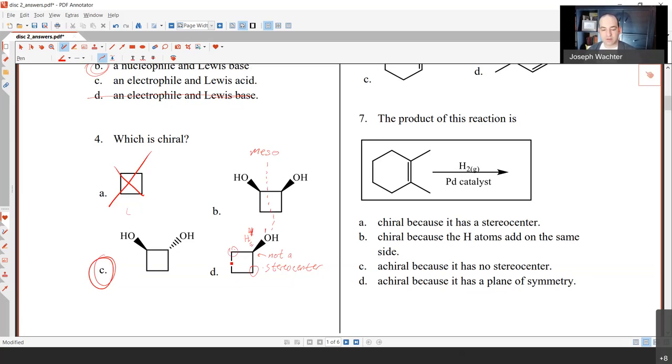So no stereocenters in A, no stereocenters in D. There are two stereocenters in B, but it's a meso compound, so its mirror image would be the same thing. C is the only one that has that non-superimposable mirror image, and that makes it chiral. Any questions about any of those?